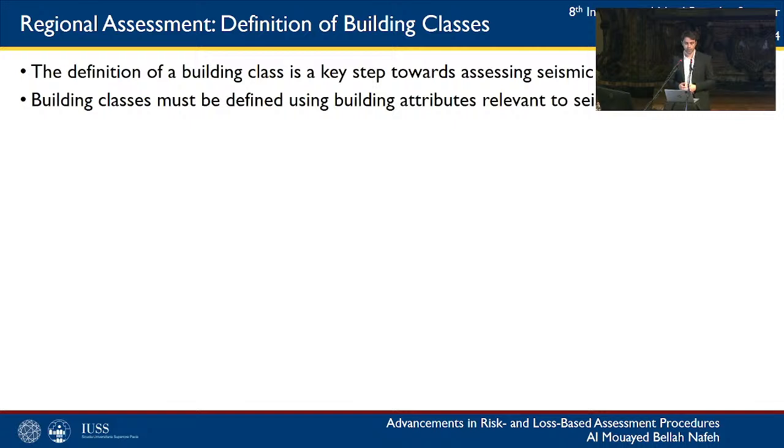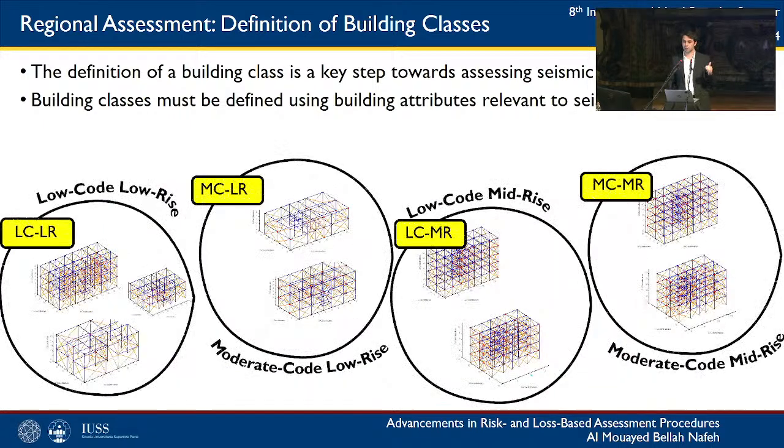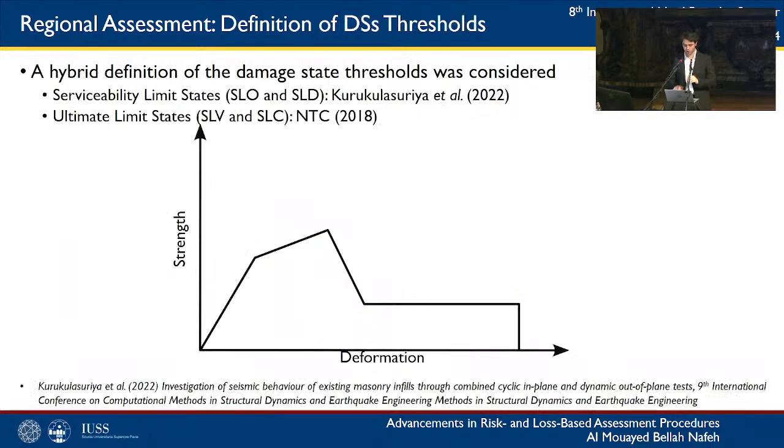One of the missing components was to define a suitable set of building classes and bin the developed numerical models accordingly. Now, this definition of a building class is a key step towards assessing seismic risk, and building classes must be defined using building attributes relevant to seismic vulnerability. To this end, we've selected the number of stories and design code levels as proxies for the vulnerability of these structures, and we've binned the numerical models as we've identified 4 prominent building classes: low code low rise, moderate code low rise, low code mid rise, and moderate code mid rise buildings.